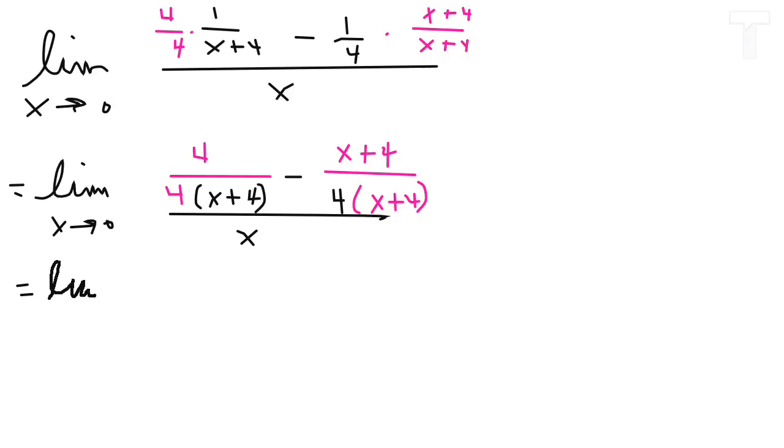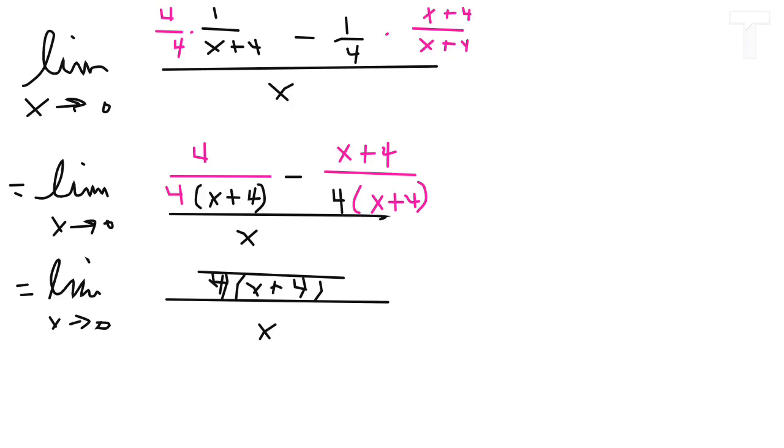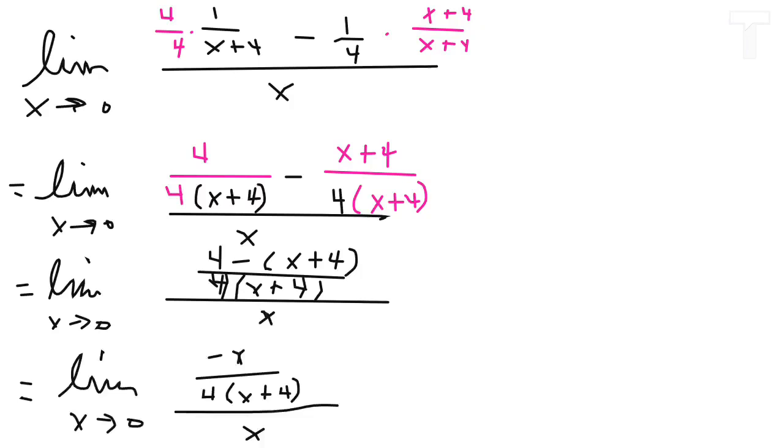This is going to give me the limit as x approaches 0. I still have that x in the denominator of the big fraction. Here, my two fractions in the numerator do have the same denominator. That's the good news. X plus 4, that's a 4. And now I can actually just subtract my two numerators here, so that's going to be 4 minus the quantity x plus 4. Make sure that subtraction sign gets distributed.